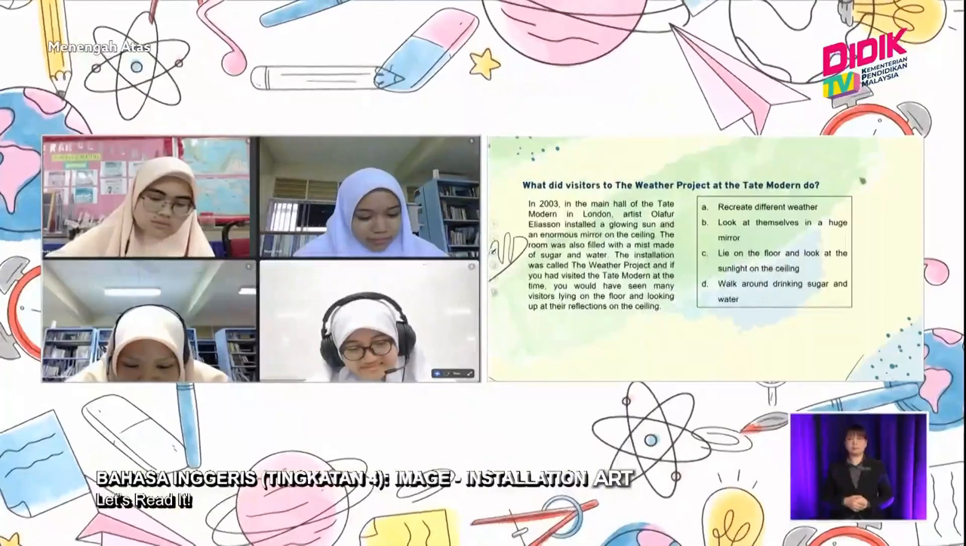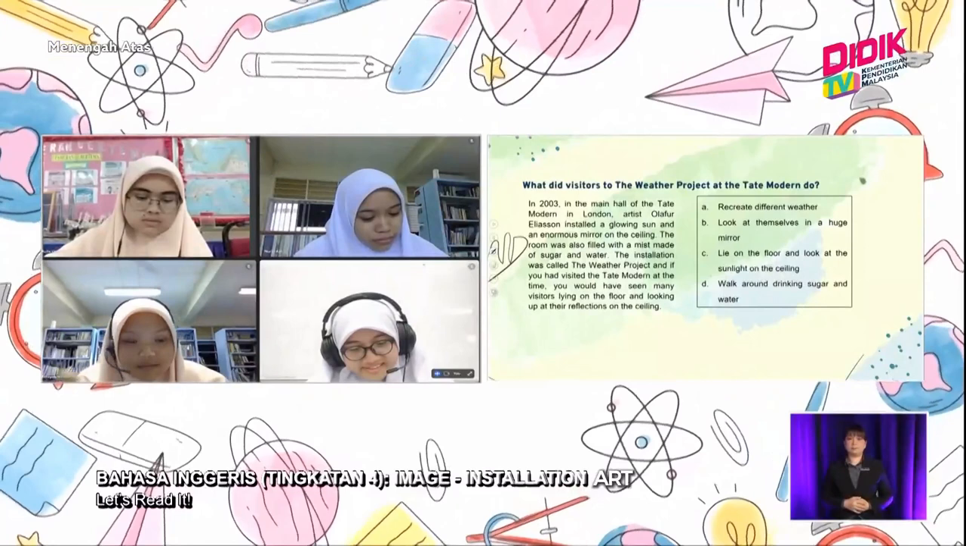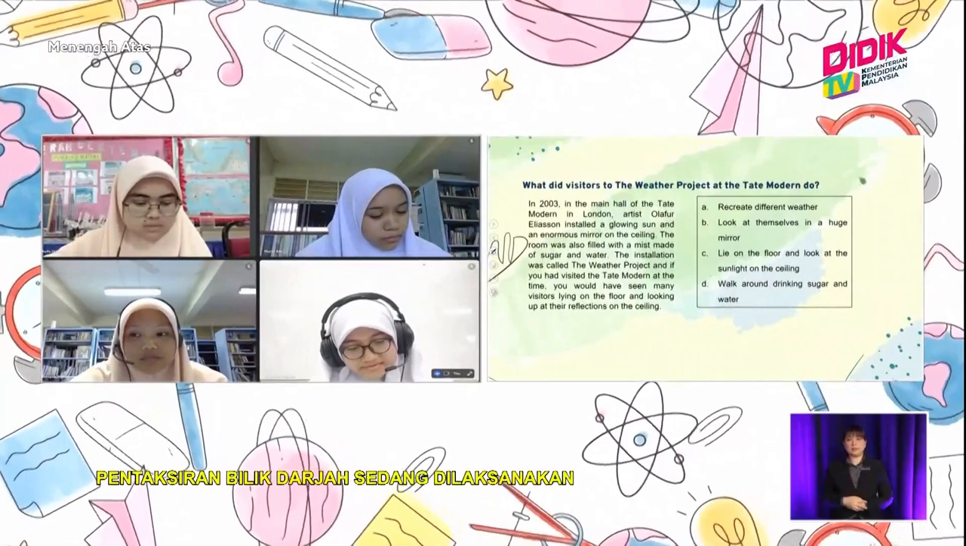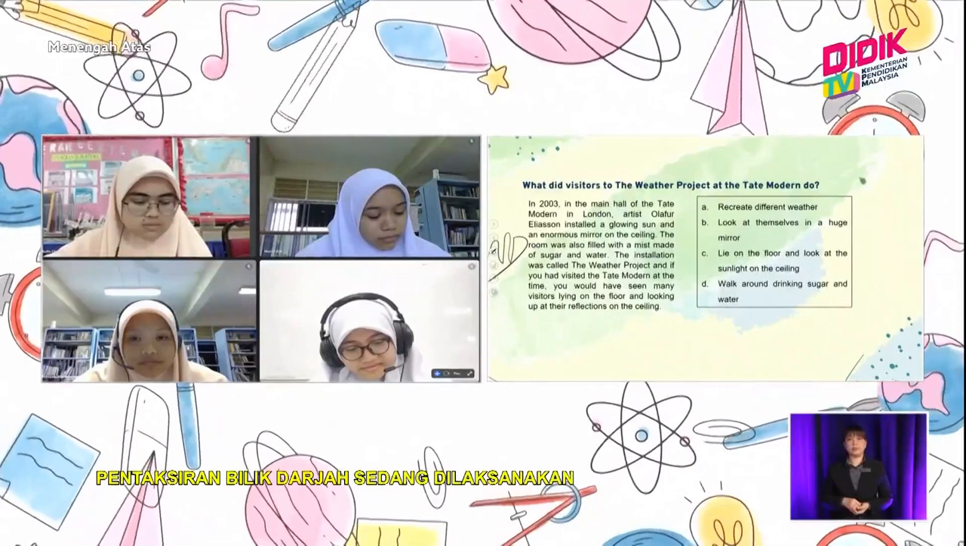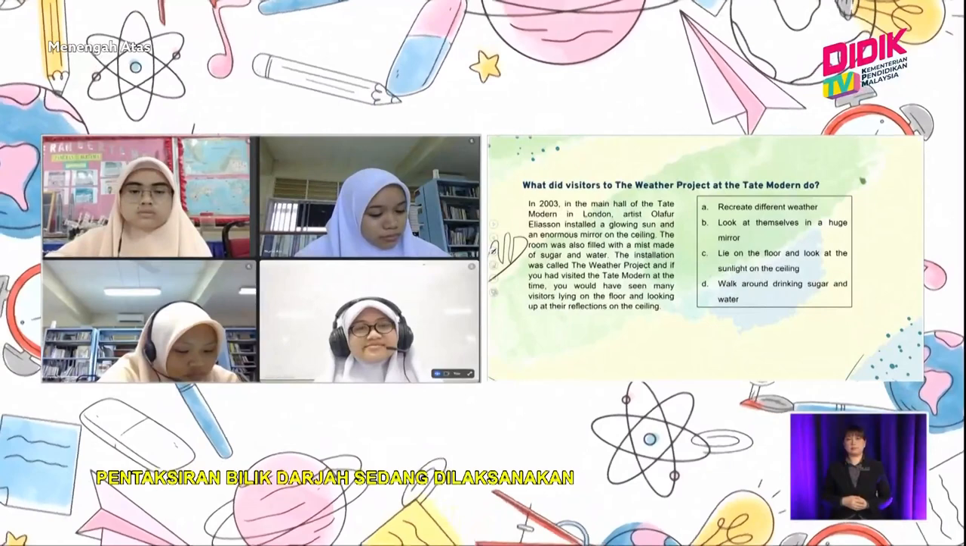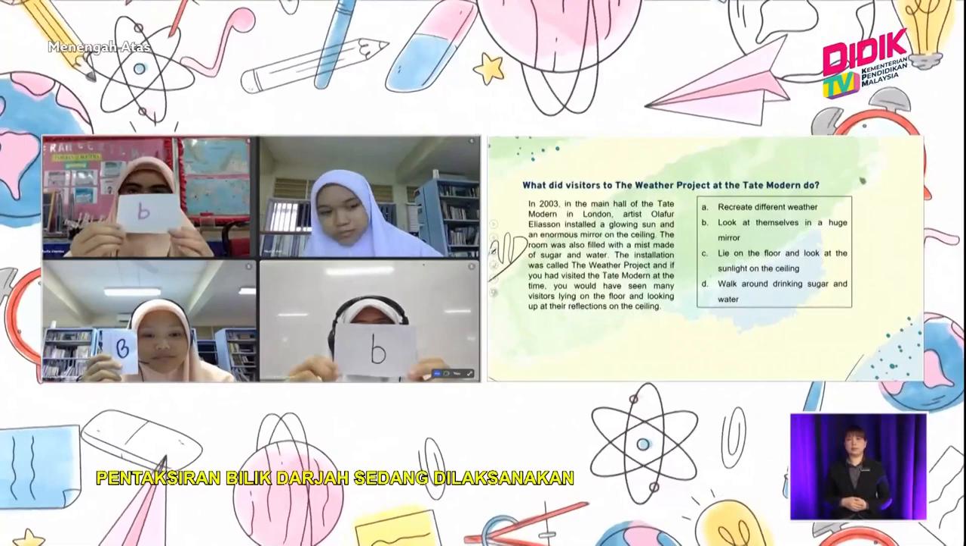Another tip for this question, teacher. How do we focus on getting the right answer? Is it the keywords from the question? It's quite straightforward. You just look at the WH question first, and then you look at the keywords there. Let's take a look. Also, everyone, can you show your answers? Okay, B. B, Ain. B as well.